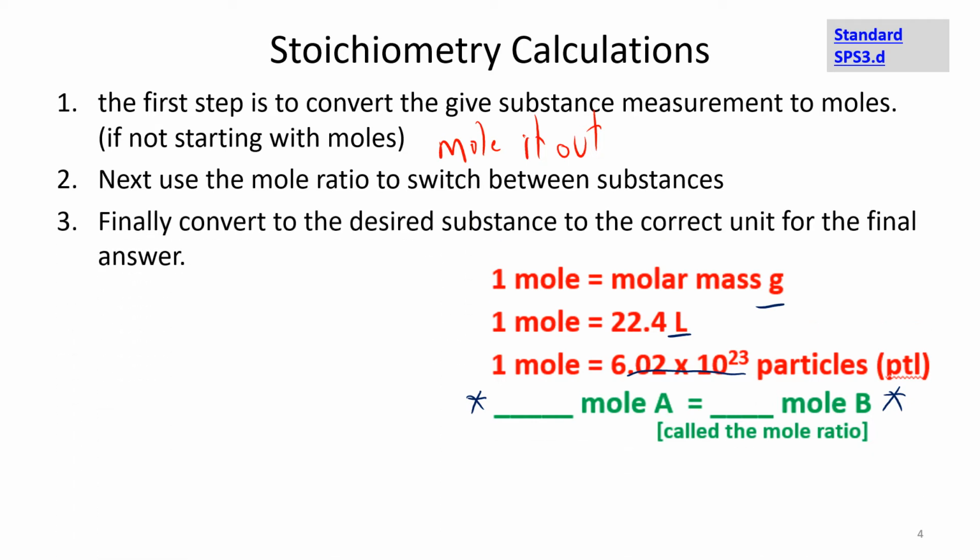Last but not least is going to be to find whatever your desired unit is. So you're going to be using one of these first three conversions a second time. It will be with a different substance. So you might have to find the molar mass of substance B and determine what that is, or it might be the volume for substance B, or the number of particles for substance B. It varies from problem to problem, but the nice thing is it's pretty predictable. You get moles, switch substances, and then get whatever the problem asks for.